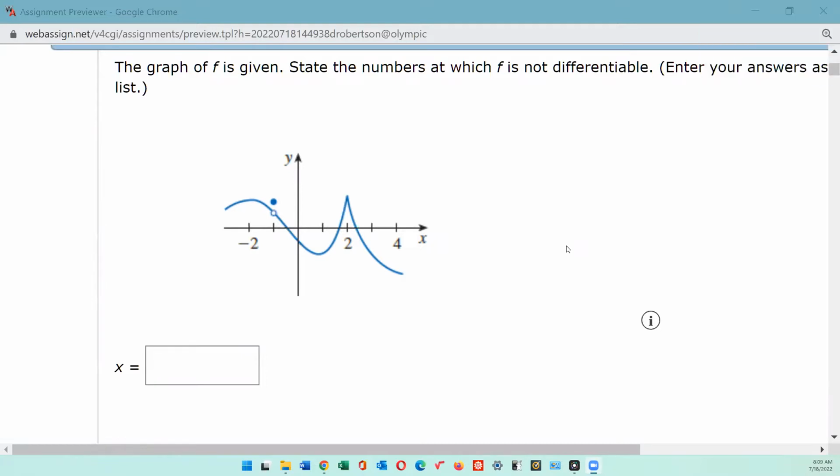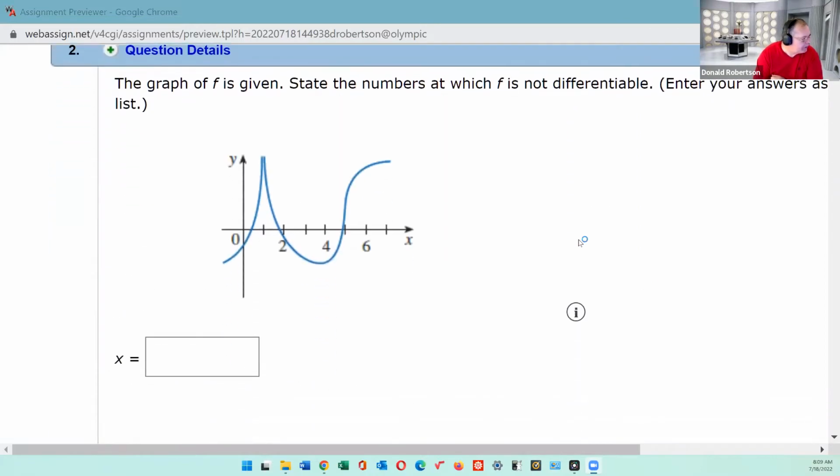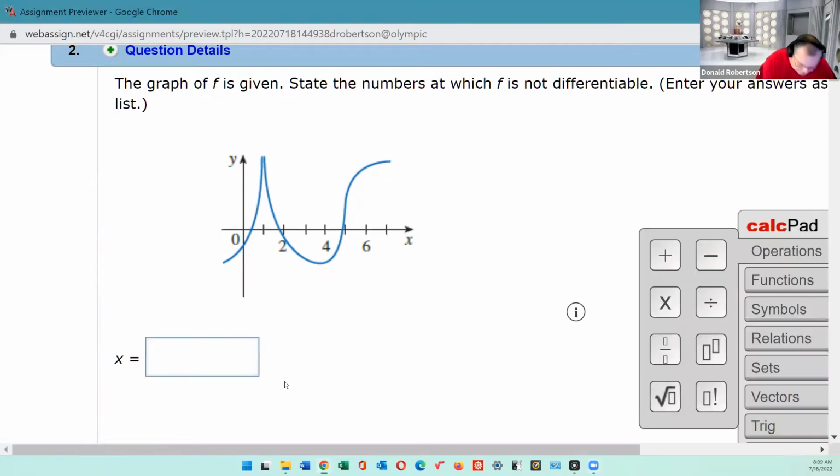-1, 2. Agreed? Everyone agree? -1 has a removable discontinuity, and at x equals 2, there's a cusp. Okay. This one has, in my opinion, 2 places where it's not differentiable. One's pretty obvious. Would you agree there's a vertical asymptote at 1, and there's, well, I'm assuming that's trying to be vertical at 5. And you would write it like this.